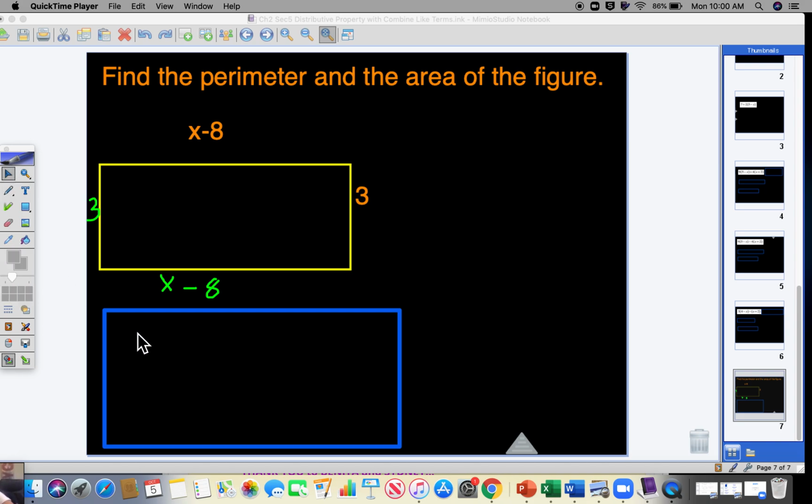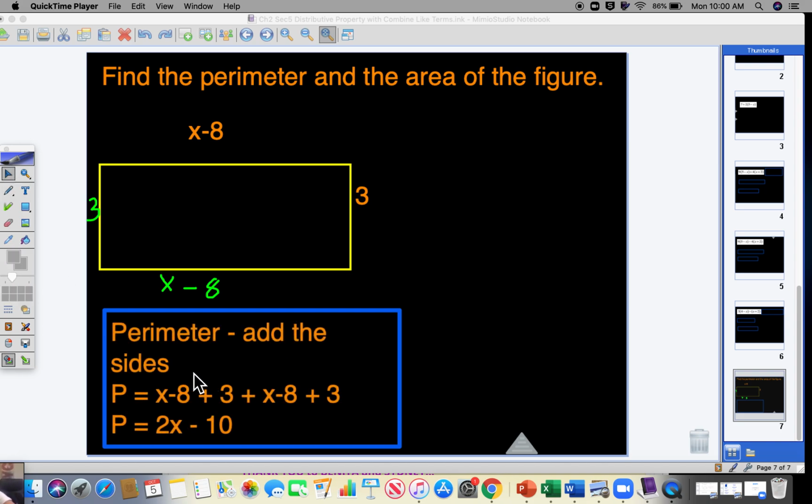Okay, so by doing that, perimeter is adding the sides. So we have x minus 8 plus 3 plus x minus 8 plus 3. So we have 2 x's. -8 plus 3 is -5. Minus 8 more is -13. And adding 3 is -10. So we wind up with perimeter equals 2x minus 10.